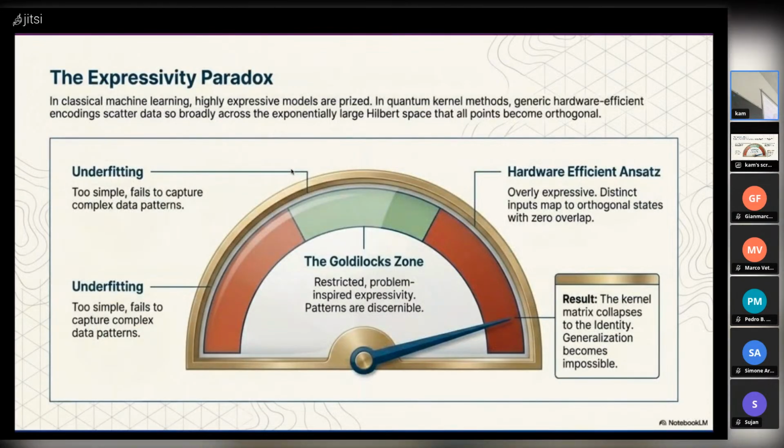Okay, so the take-home message is that it's a paradox. If your quantum circuit is too simple, then you can't capture the data pattern, so you fall into the left side. But if your quantum circuit is too complicated, then you end up with points that are random-like, all orthogonal in the high dimensional space, so you are on the right side. So it means that you need to be very problem oriented to choose your quantum circuit. You cannot be too short, you cannot be too long.